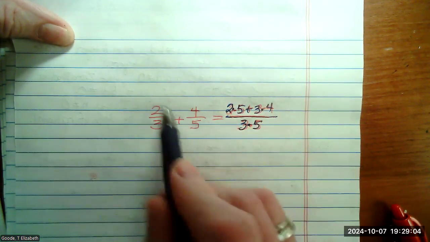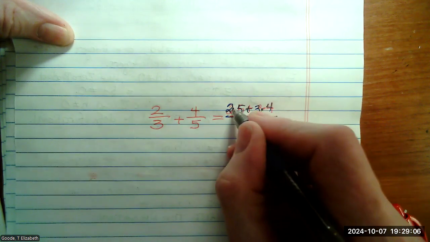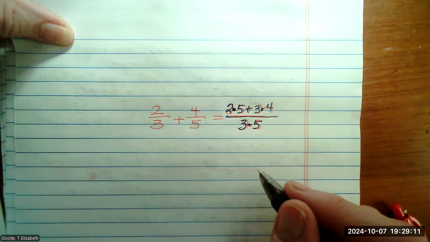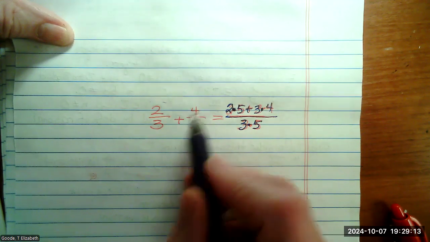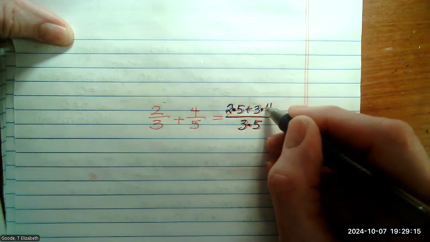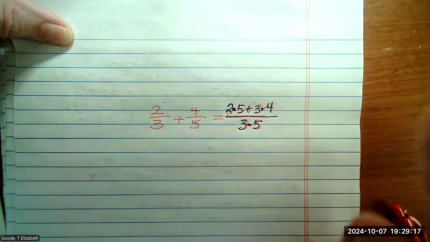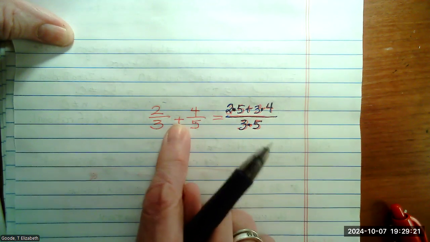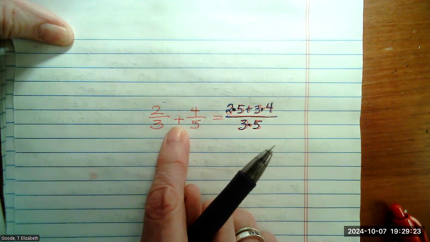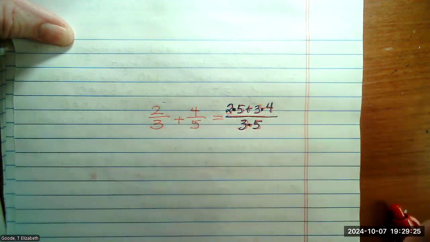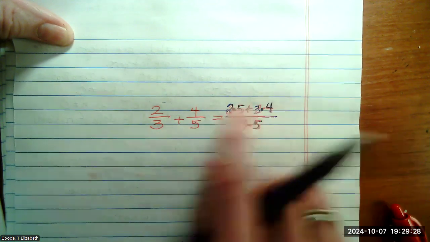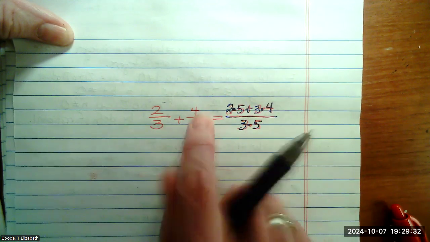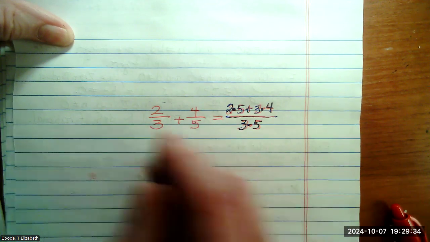Now, how many people think that this numerator was obtained by what you would call cross multiplying? 2 times 5 plus 3 times 4. Okay, don't even answer that. It's not cross multiplying because there's not an equal sign between these two. Let me show you what's really going on. Maybe it's been a long time. Maybe nobody ever really showed you what is going on when we get a common denominator and write 2 times 5 plus 3 times 4. This is what's really going on, folks.